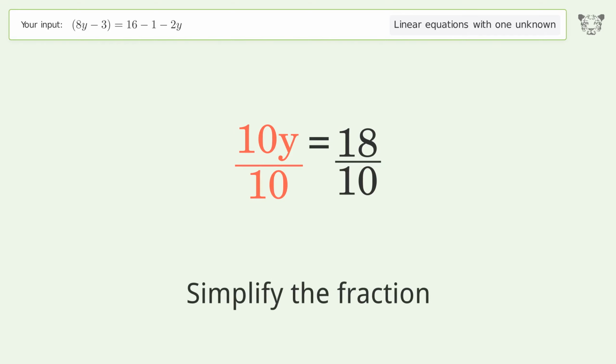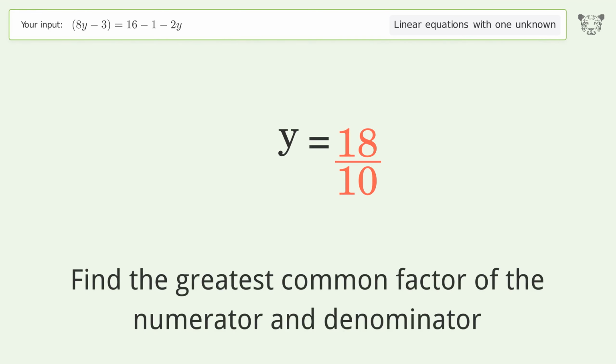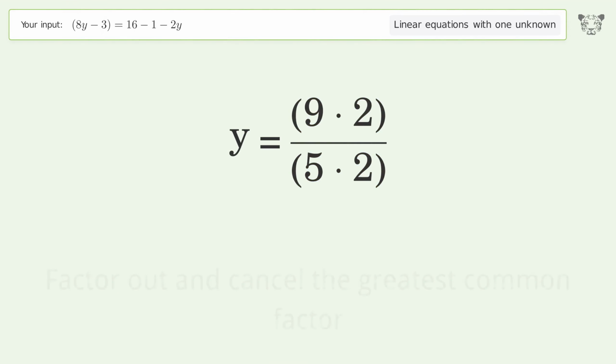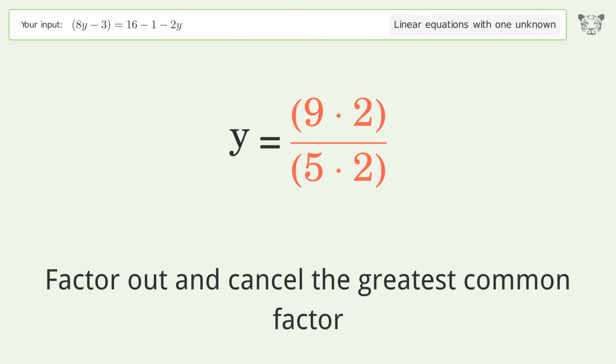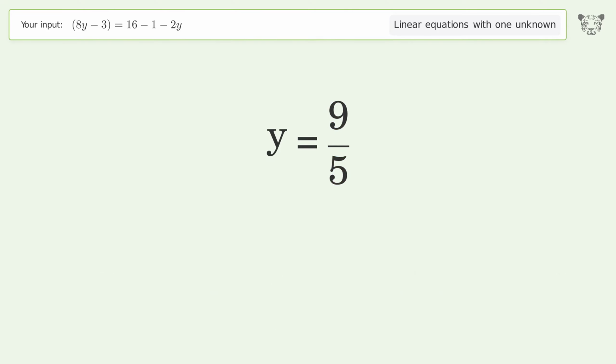Simplify the fraction. Find the greatest common factor of the numerator and denominator. Factor out and cancel the greatest common factor. And so the final result is y equals 9/5.